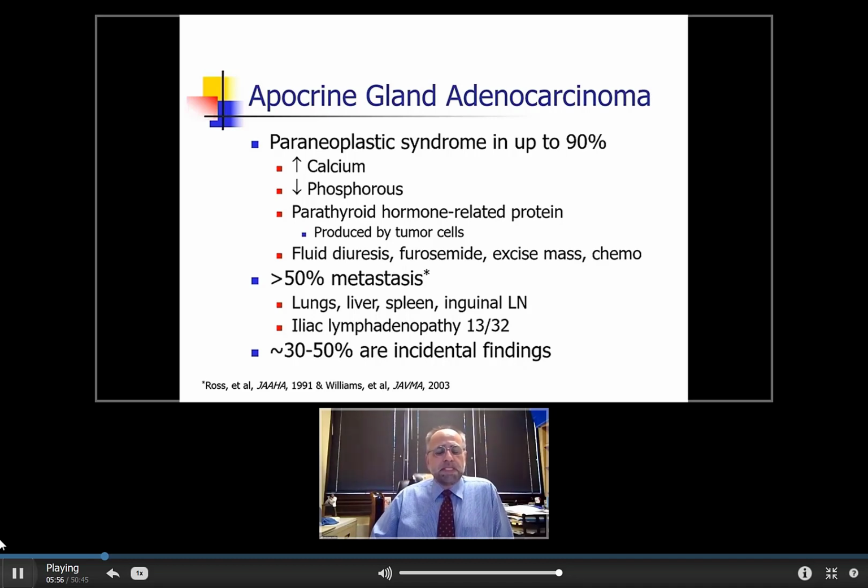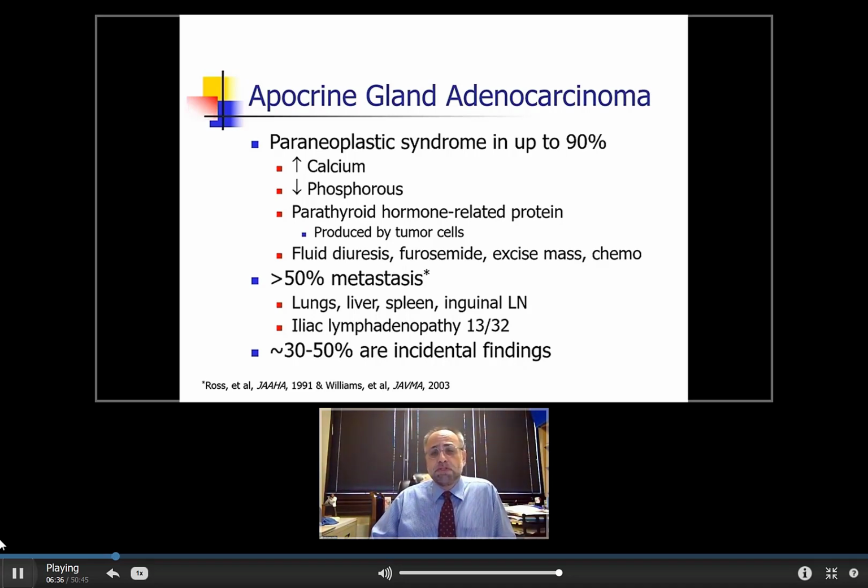And so we typically want to look at our blood work for these patients, and what we'll see is an elevated calcium. And this is oftentimes due to a parathyroid hormone protein that is produced in a paraneoplastic manner by the tumor cell. So we will see this elevated calcium, we'll see decreased phosphorus. And so prior to treating these patients surgically, we do want to diurese them because there is concern for hypercalcemia in the renal tissue. And in some cases, we'll give them diuretics. But the goal really is then to excise the mass and generally perform chemotherapy on these patients.